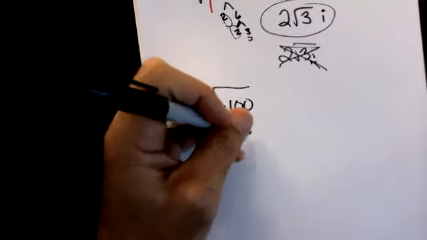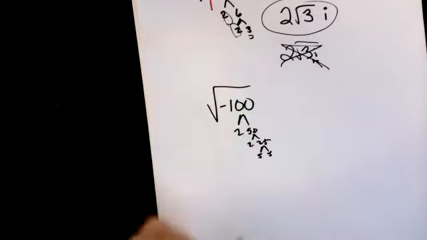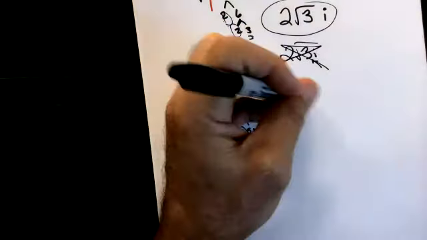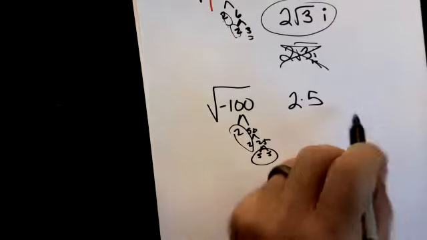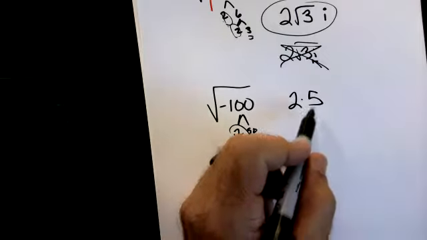So 100 is 2 times 50, 2 times 25, which is 5 times 5. Okay, we have a pair of 2s, so that comes out. We have a pair of 5s, so that comes out. And we don't have anything left over, so nothing stays inside of the radical. So in this case, everything comes outside.